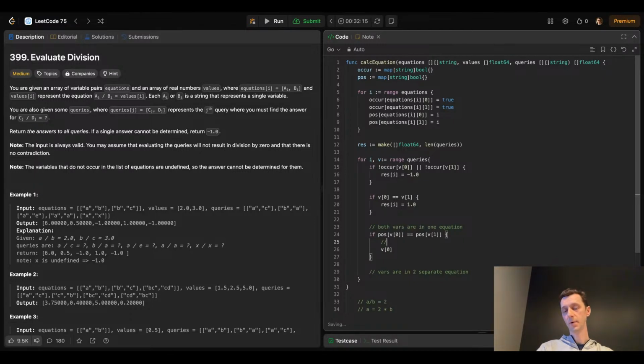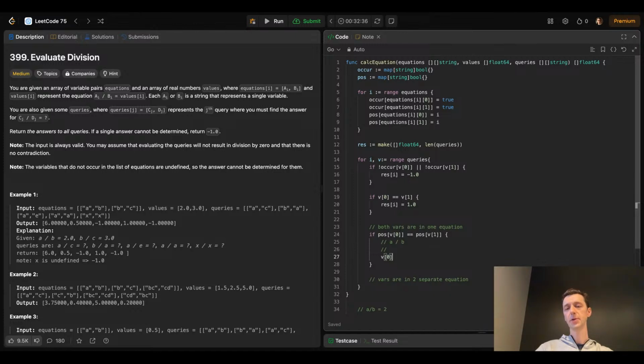They are both in one. So there are two options. It will be like A, B. Yeah, the equation that we have is direct, so it's exactly the value, or if it's the opposite.